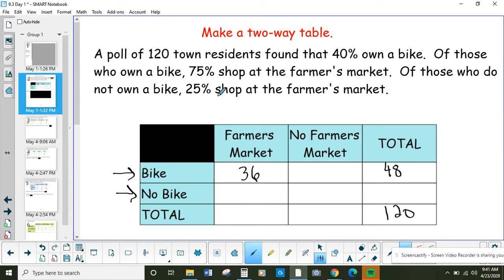Of those who do not own a bike. Well, how many people don't own a bike? Because we have to find 25% of them, because that's how many people shop at the farmer's market here, right? So what do I do?